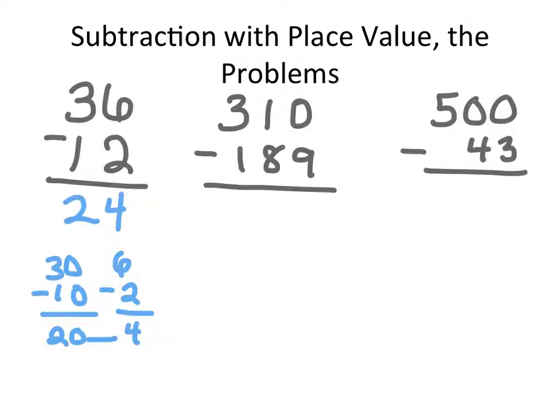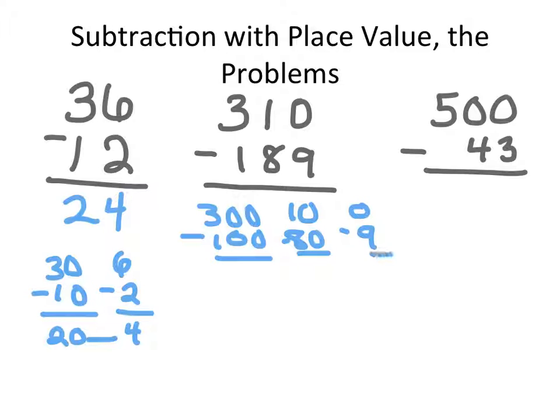In the next problem, we have 3 hundreds take away 1 hundred. We have 1 ten take away 8 tens. And we have no ones take away 9 ones. Now we have our problem divided into its place value components. Which of these can we already do? 3 hundreds take away 1 hundred is 2 hundreds.